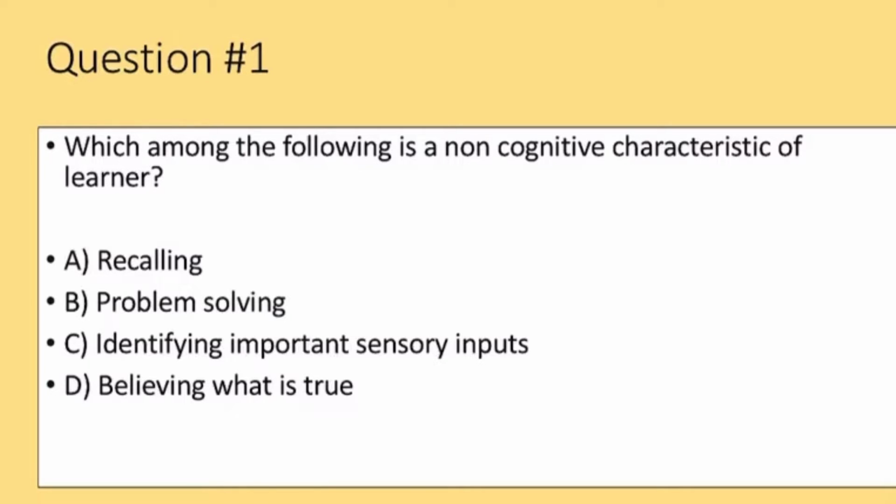Option A, recall, option B, problem solving, C, identifying important sensory inputs, and D, believing what is true. Clearly, options A, B and C are cognitive characteristics, whereas the question is about non-cognitive characteristic, meaning which is not a cognitive characteristic in the given options. So option D is a non-cognitive characteristic. Option D is the right answer for this question.